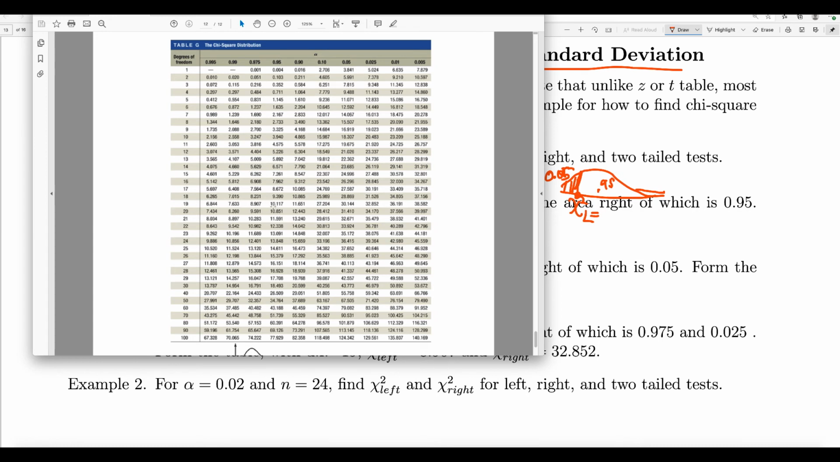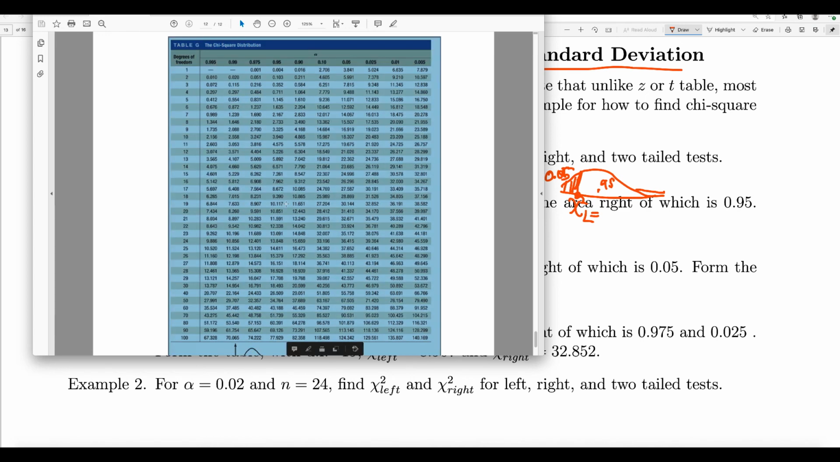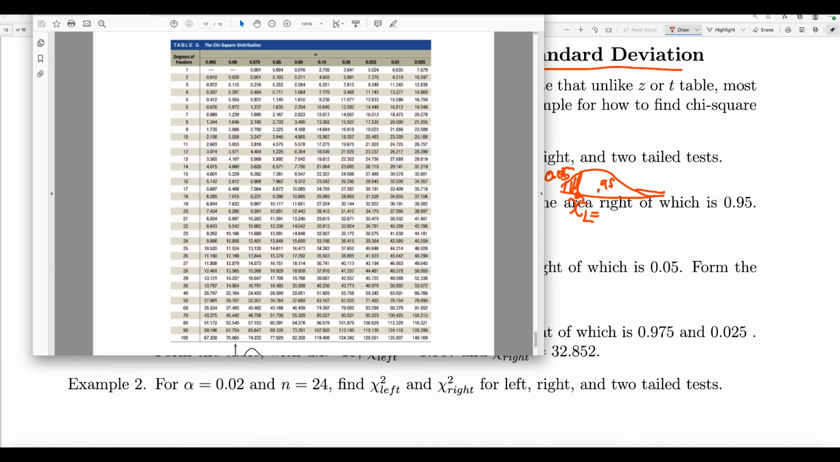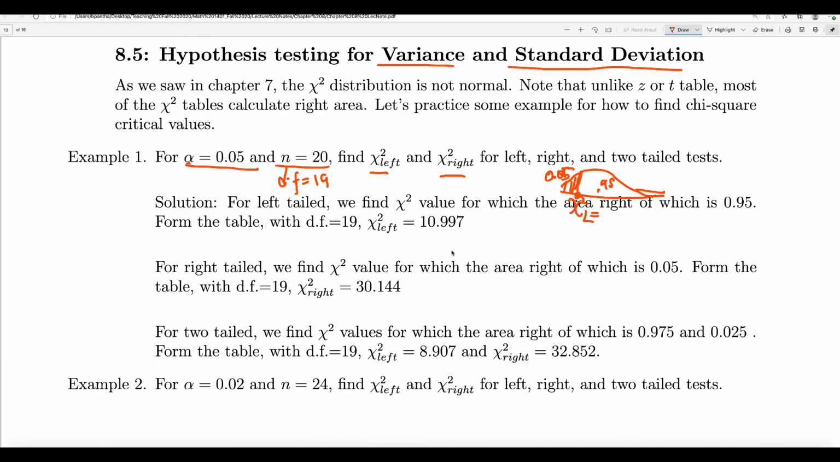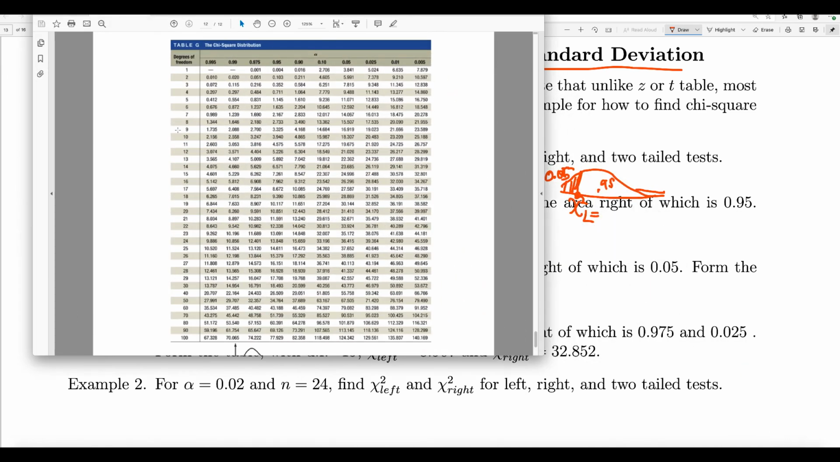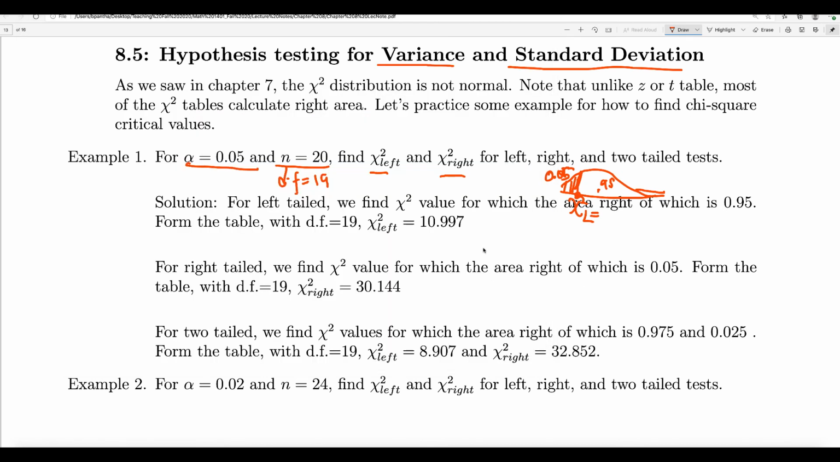So we get 10.117. This is the chi-square value, 10.117. Let us look at that value. Is that 117 or 997? So 19 degrees of freedom, and this is the 95 left tail column. So it is 10.117, not 997. Okay, that's what you get for chi-square left.